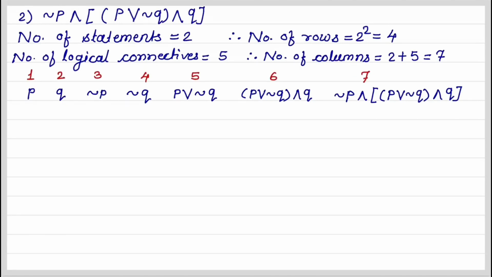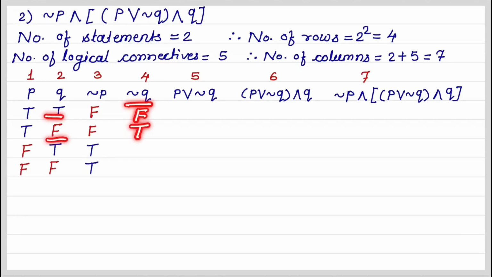For P we will take first 2 values true and last 2 values false: True, true, false, false. And for Q alternately true, false, true, false. In negation of P, first 2 values will be false and next 2 values will be true, as first 2 values of P are true and last 2 values are false. Negation of Q is false, first value is false, then second value is true, again third value false and fourth value true.